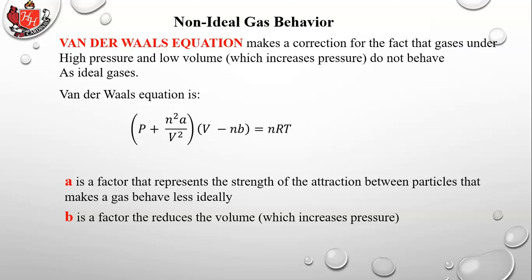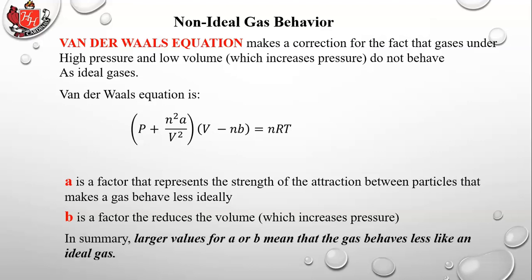Again, this is called the van der Waals equation, and it's meant to add something to PV equals nRT to deal with non-ideal gases. In summary, larger values for A or B mean that the gas behaves less like an ideal gas.